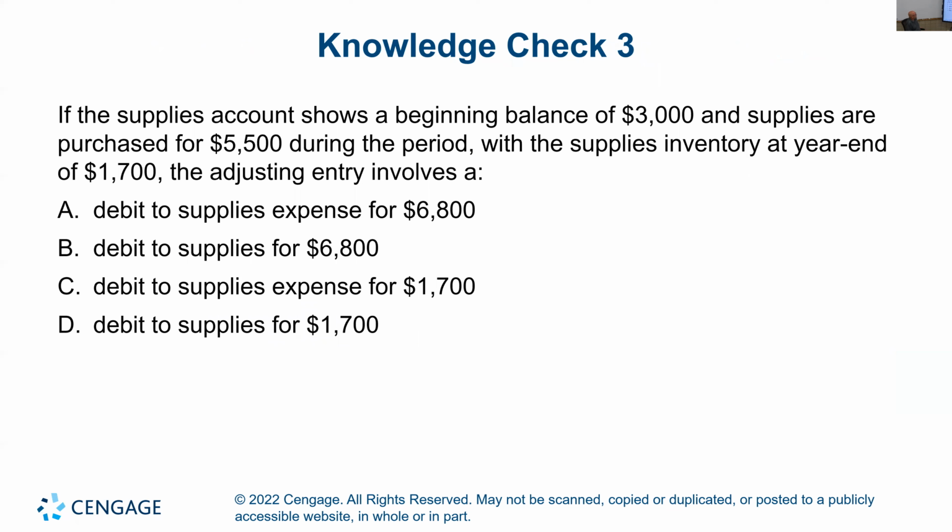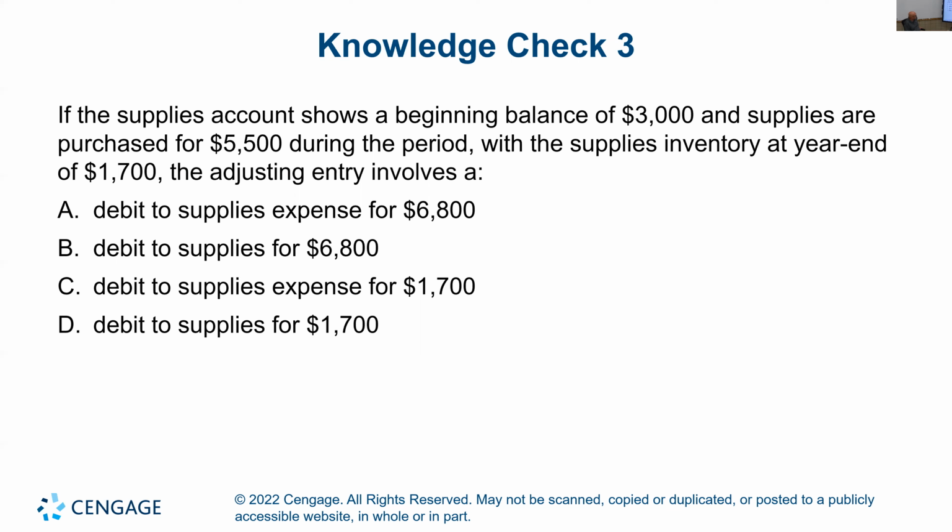All right, so if our supplies account showed a beginning balance of 3,000 and supplies are purchased for 5,500 during the period, with the supplies inventory at year end of 1,700, this entry involves A. Well, first, we need to make an adjusting entry for supplies. We're going to have a debit to supplies expense and a credit to supplies, because our supplies are actually going down. So we can eliminate B and D right away.